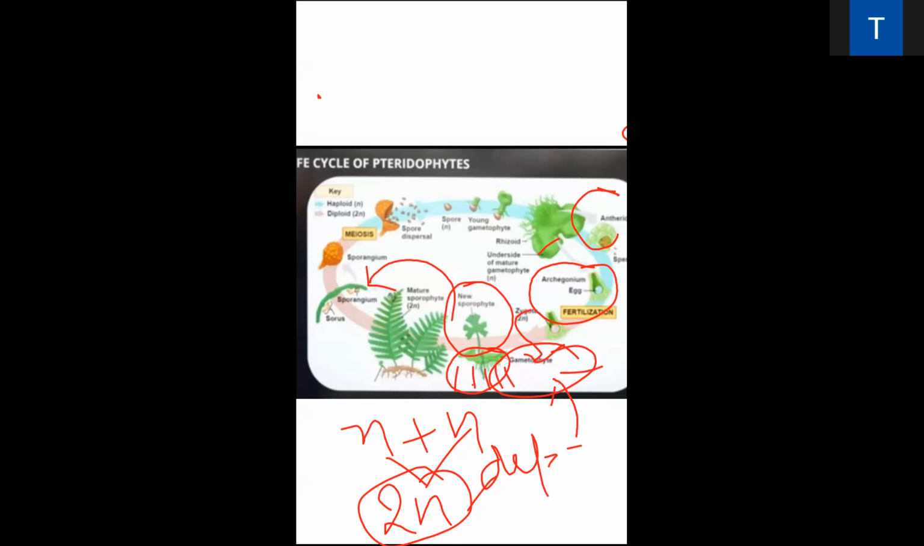On the gametophyte. It depends on the gametophyte. And 2n is the sporophyte. Is it clear, everybody? Correct, beta ji? But the immature sporophyte depends on the gametophyte. Is it clear, everybody?